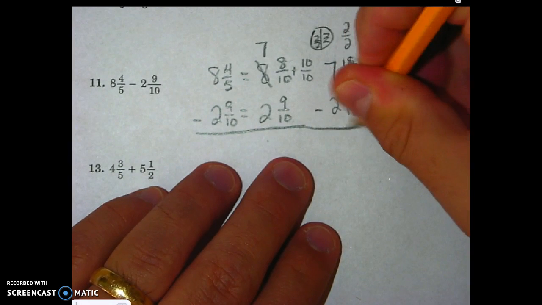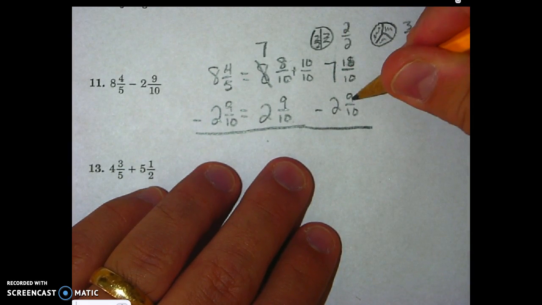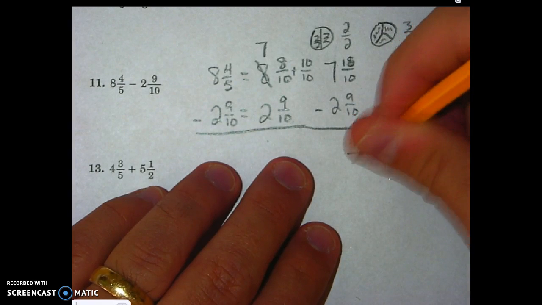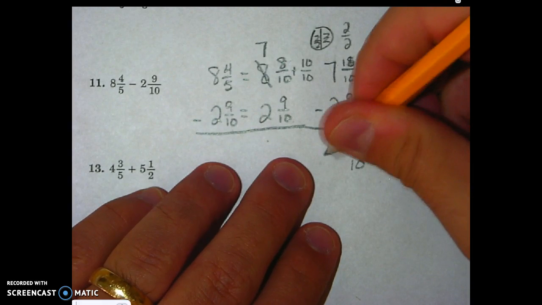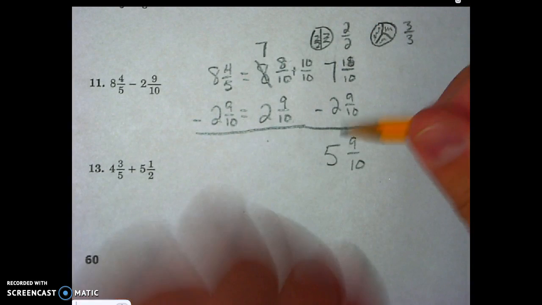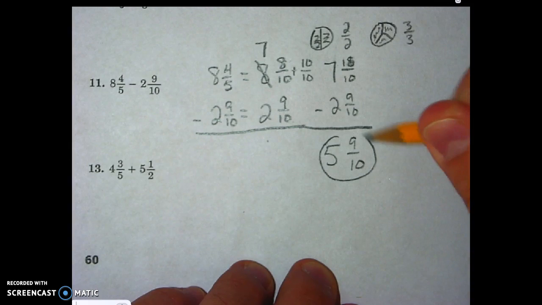18 minus 9 is 9. So I will have 9/10 here. 7 minus 2 is 5. And that's my final answer.